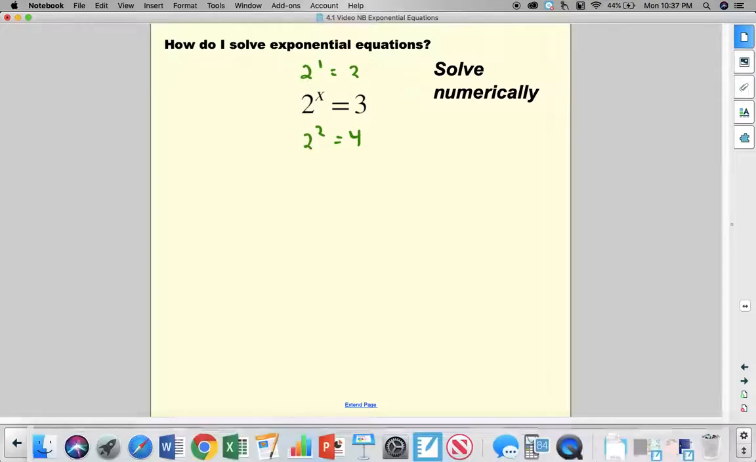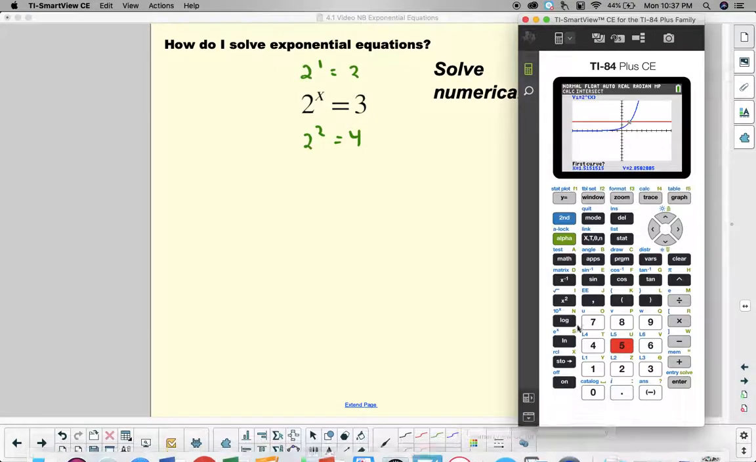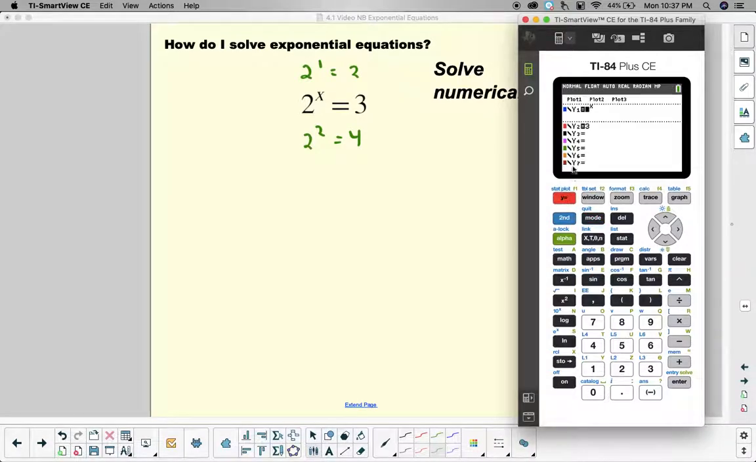So we break out our graphing calculator, and we're going to use the table feature. My y1 is 2 to the x, and y2 is 3. Now I'm going to go to table set. I do second window to get to table set. My start is at 0 right now. I want to start at 1 because I know that x is going to be between 1 and 2.